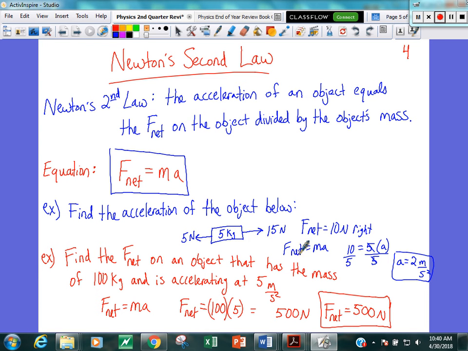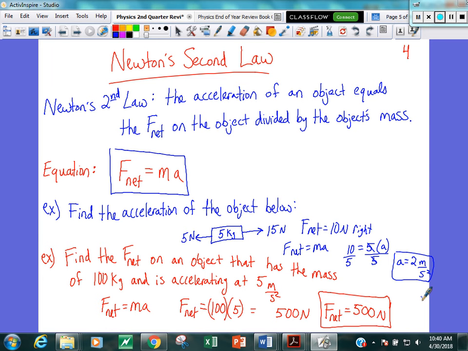So we're going to substitute in a 10 for the net force equals, what's the mass of it? 5 times a. Now to get a by itself, you're going to have to divide both sides by 5. And the acceleration is equal to 10 divided by 5, which is 2. What are the units for acceleration, guys? 2 meters per second squared. Meters per second squared is always the units for acceleration.